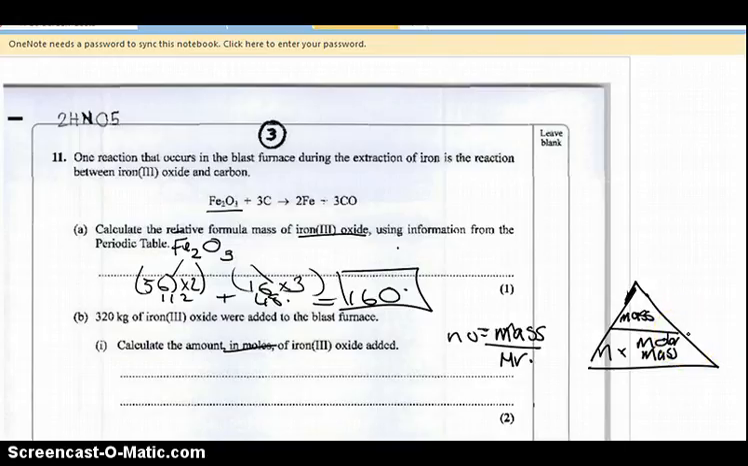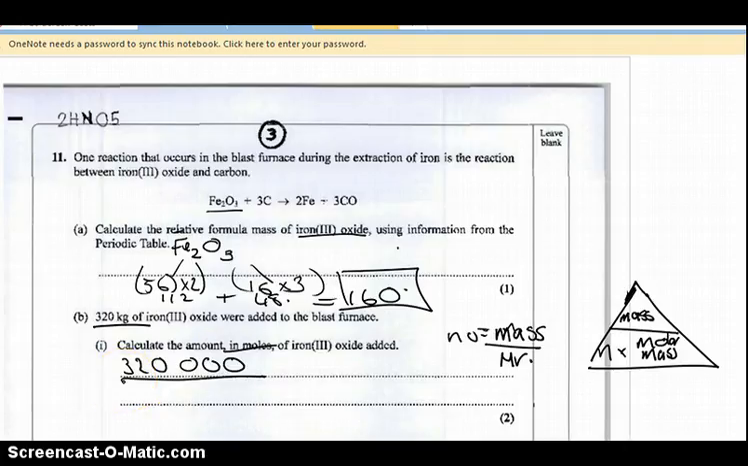Okay, so let's put that information into the equation then. So what is our mass in grams? So looking at the question, we can see that 320 kilograms is our mass. We need to convert that to grams. So 320 times 1,000 will be 320,000. Add on the 3 zeros.